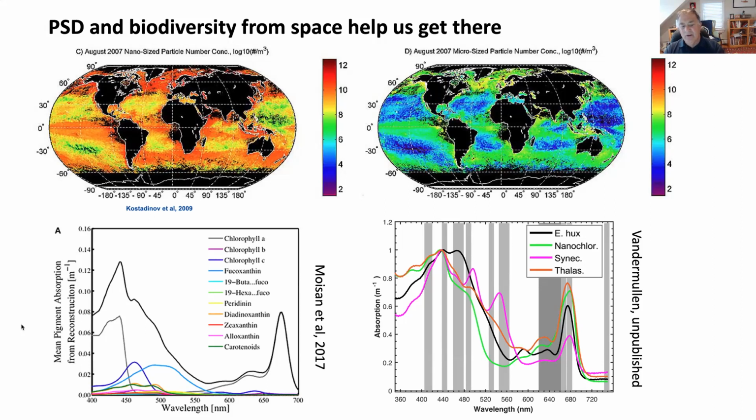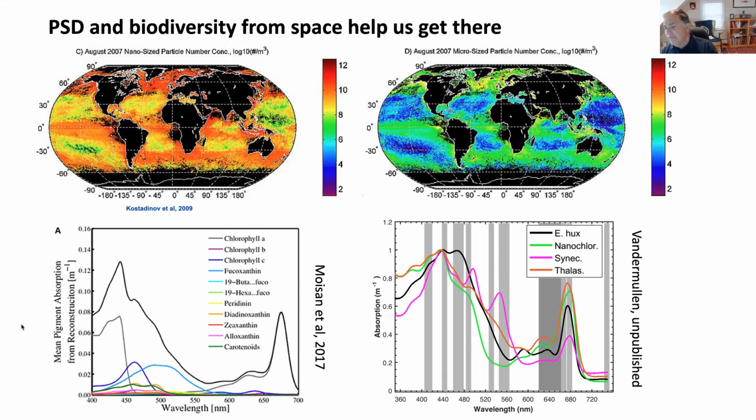Here on the left, we see some work by Tiffany Moisen et al., and she shows the absorption of several different pigments that are found in phytoplankton. So, if we could take a satellite now and hyperspectrally retrieve that absorption information, I think you can see where we could get a lot closer to understanding the community and maybe understanding more about the rates that are important.